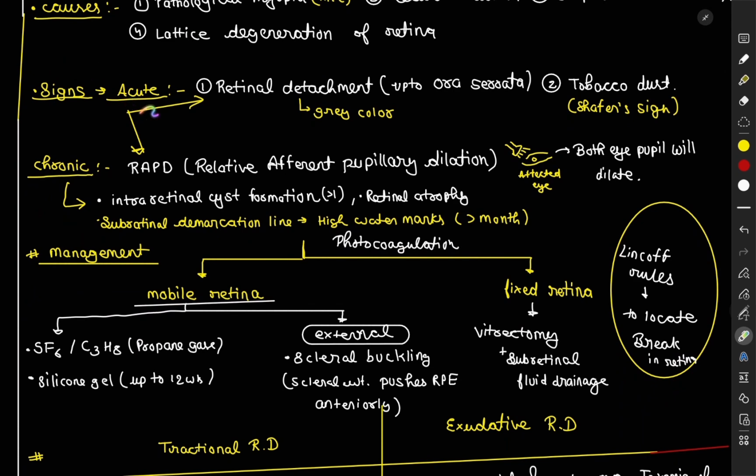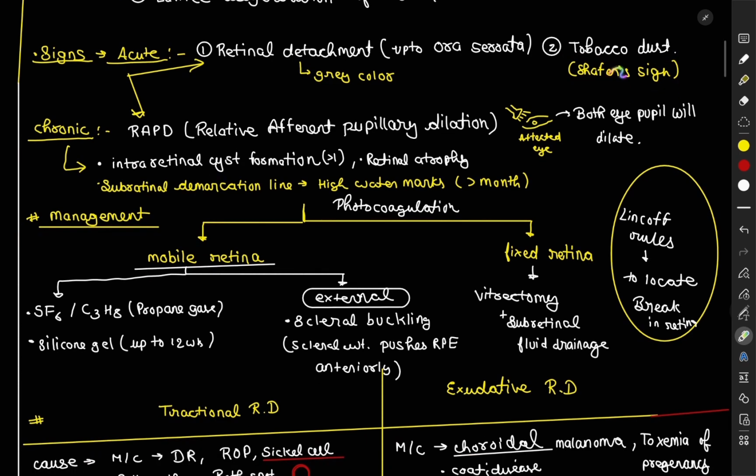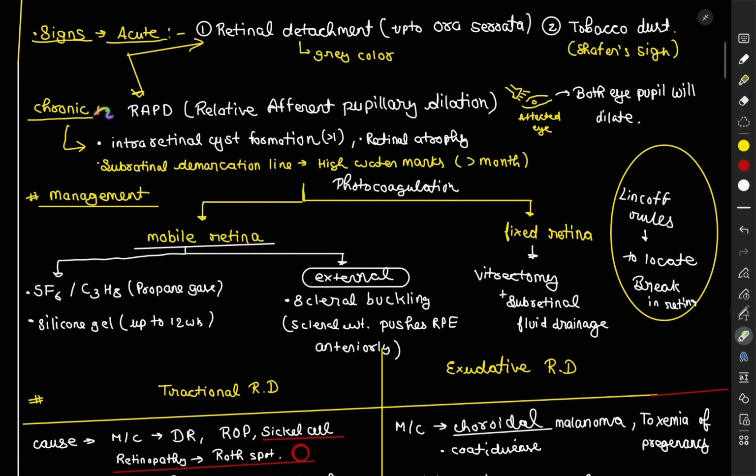What are the signs that you will observe? In the acute case, the retinal detachment will be seen as a gray color, and it will extend up to the ora serrata. There is the tobacco dust sign, or Shafer's sign, of pigment coming from the retinal pigment epithelium. In the acute case, you will also see the RAPD, the relative afferent pupillary defect. What happens if you flash the light on the affected eye? Both pupils will dilate, but instead of constriction when you put light, both pupils get dilated.